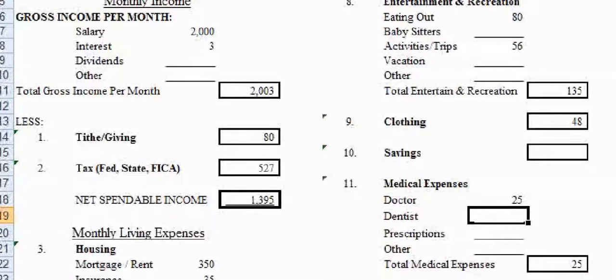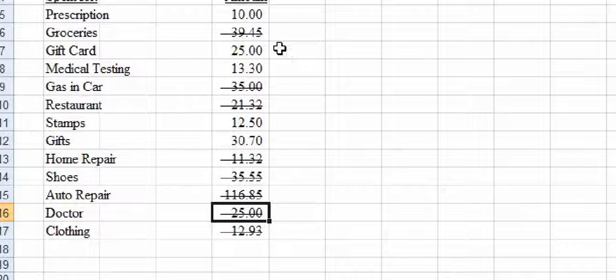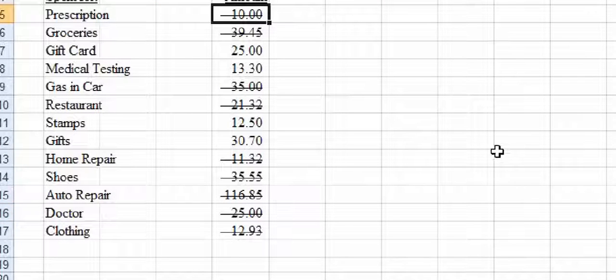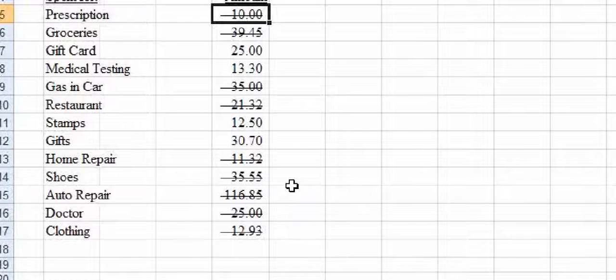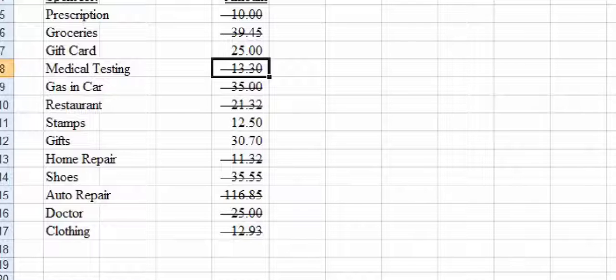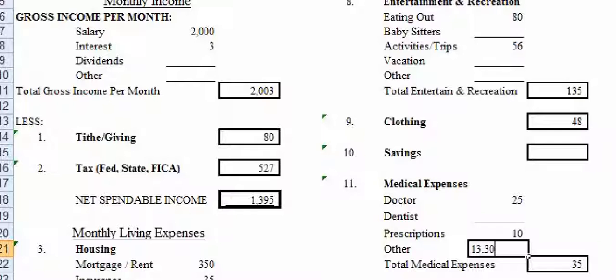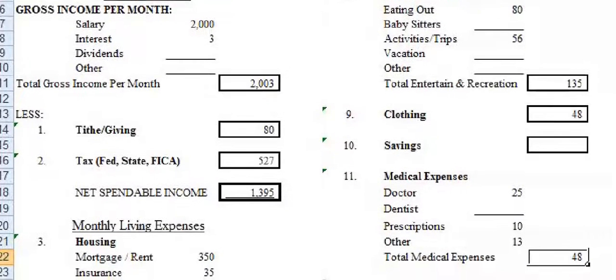Joe also bought a $10 prescription as shown at the top of the credit card spending list. That gets struck out and entered on the blank form next to prescriptions. Finally, Joe also spent $13.30 on some medical testing using his credit card. We strike that out and put it on the blank form under Other. The total for medical now shows $48.